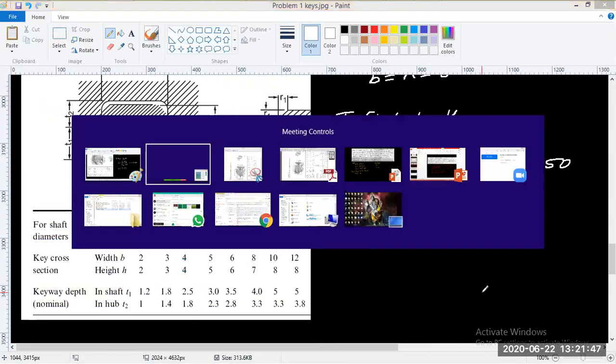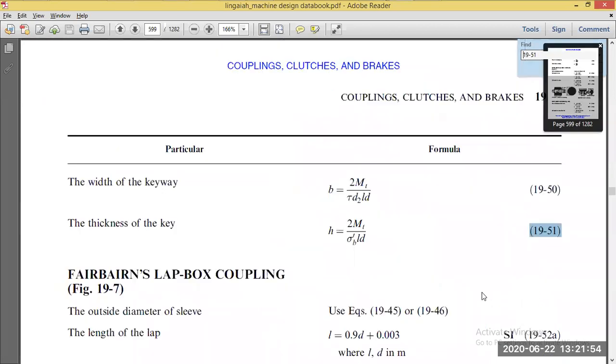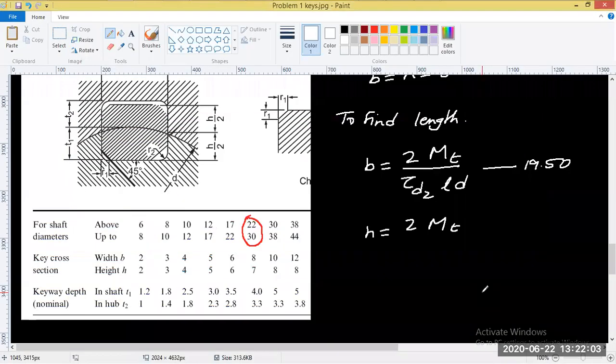Okay, let me just check this again in the data handbook, 1951. That's 2. It's 2 only. So 2 mt divided by sigma b dash L D. This is 1951. So using these two equations, we'll find the length.